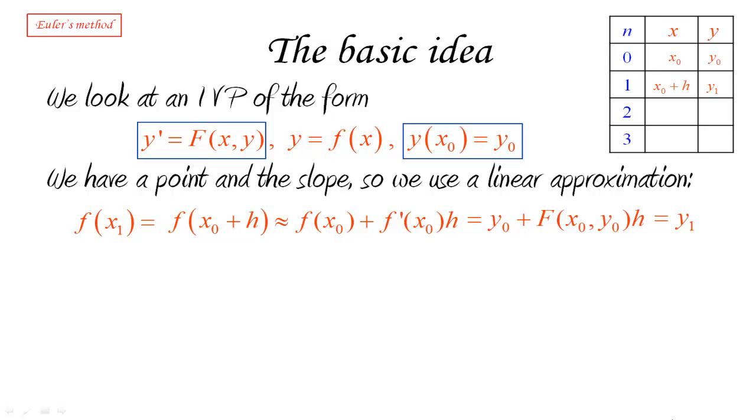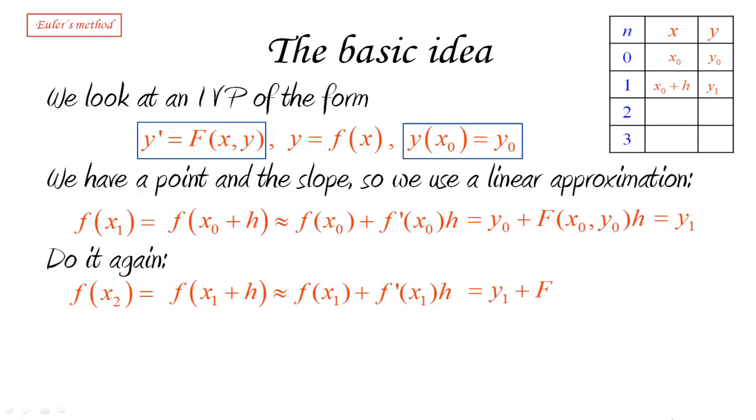Well, but now we have a second point. Why not repeat exactly the same procedure, right? So we can use this new point that we have obtained and use a linear approximation, same formula as before, to get a third point, which we're going to call f of x2. So this is going to be equal to f of x1 plus h, which is approximately f of x1 plus the derivative at x1 times h, which is equal to y1 plus, remember, y prime is given through our formula, capital F. So we can use that one and get a third point, y2.